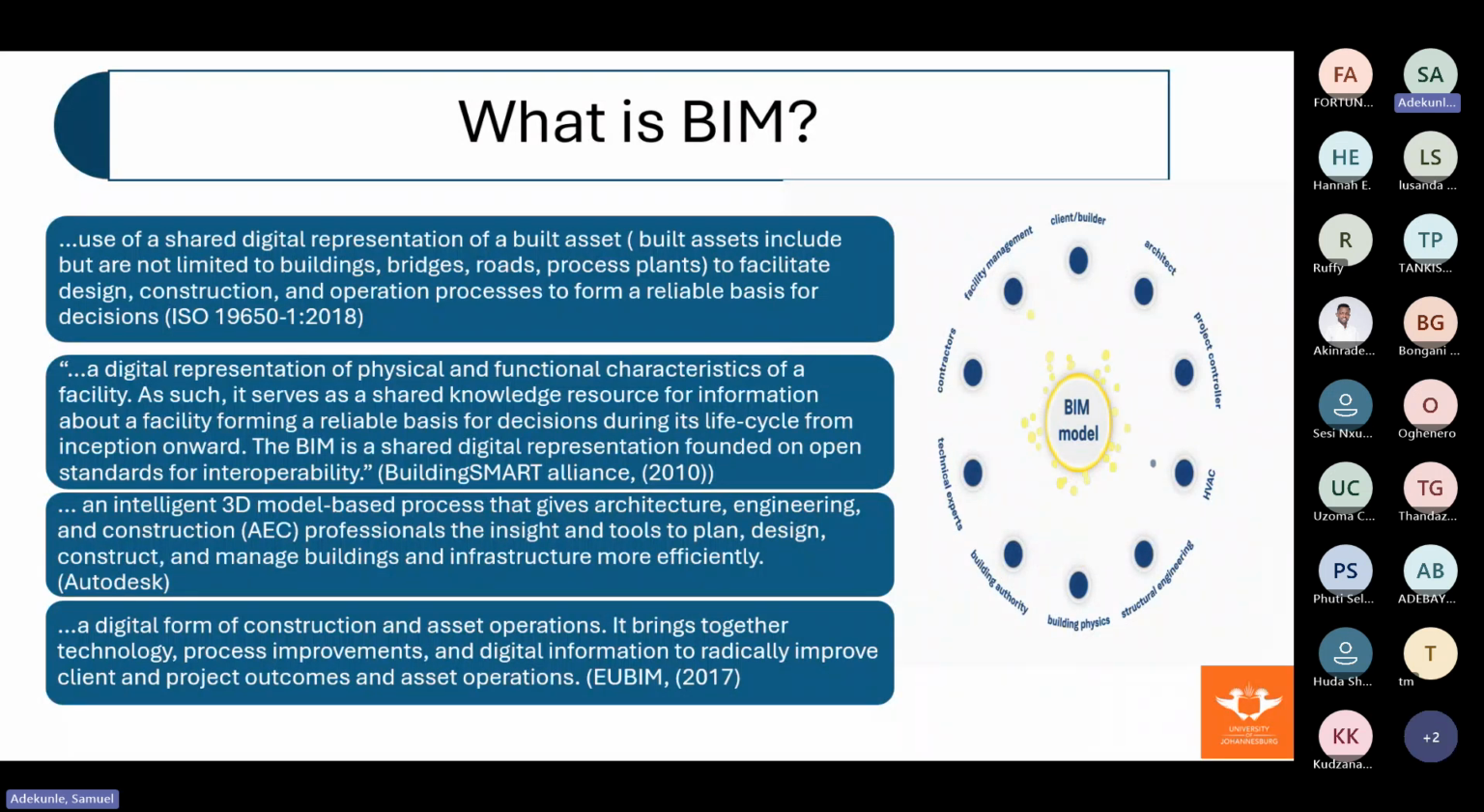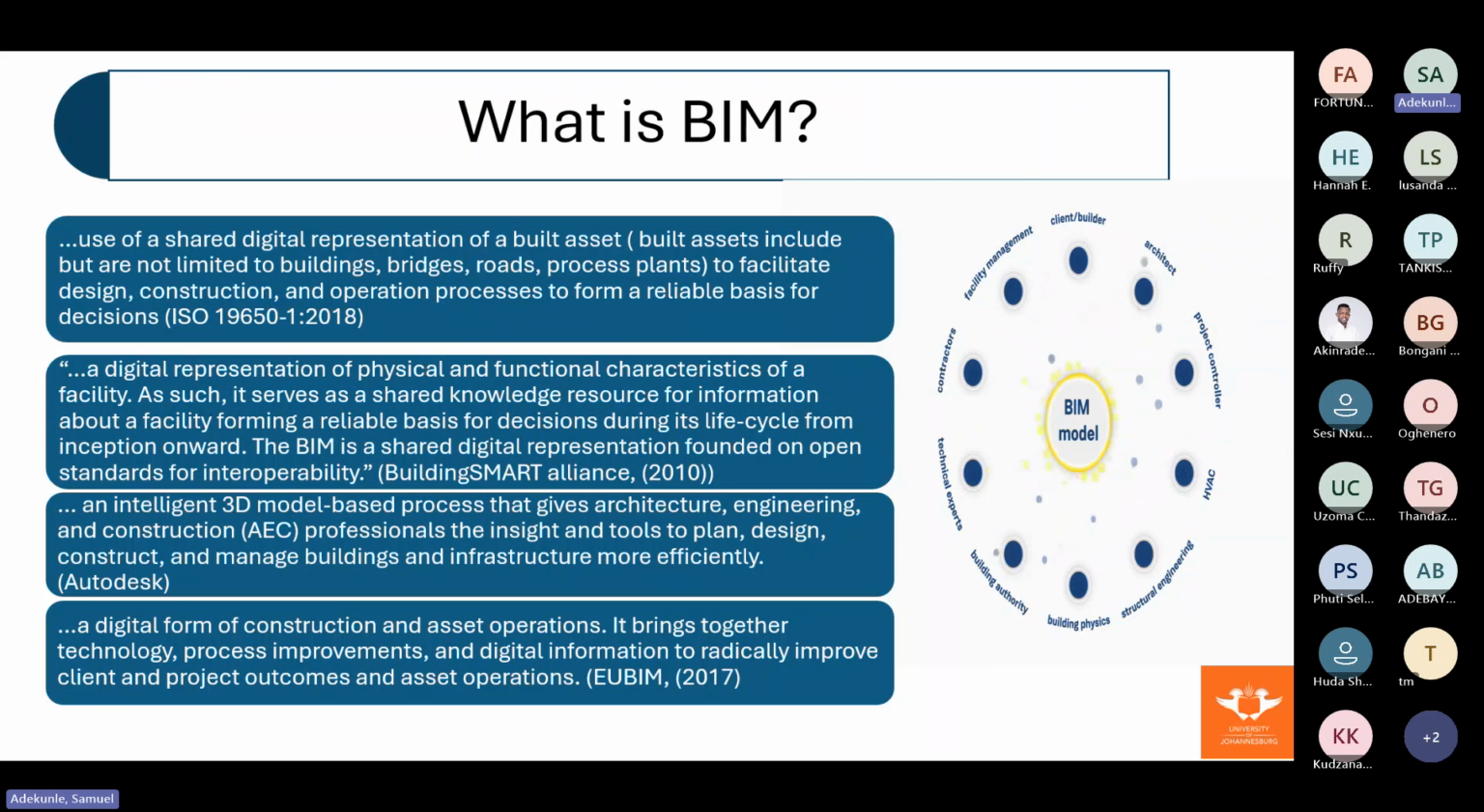If you look at the first one, it is from the ISO 19650, which is the world or globally acclaimed and accepted information management standard that is used for BIM. And if you look at the definition as put forward by ISO 19650, it states that BIM is a use of a shared digital representation of a built asset. Now, with the word built asset, you find out that it is not just limiting it to buildings. It talks about bridges, roads, process plants, among others. And what does this do when you have a shared digital representation of it? It is to the intent that you facilitate design, construction, and operation processes to form a reliable basis for decisions.